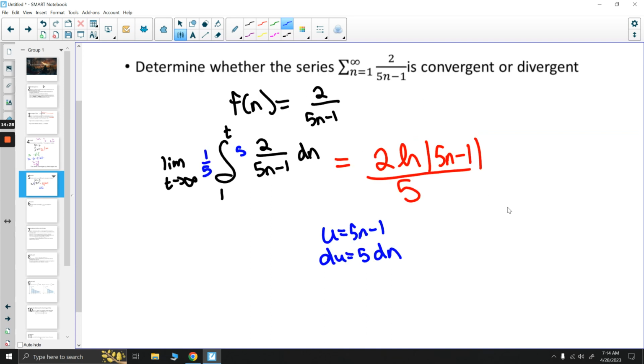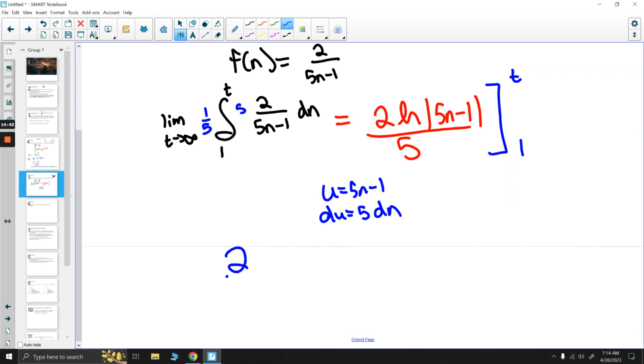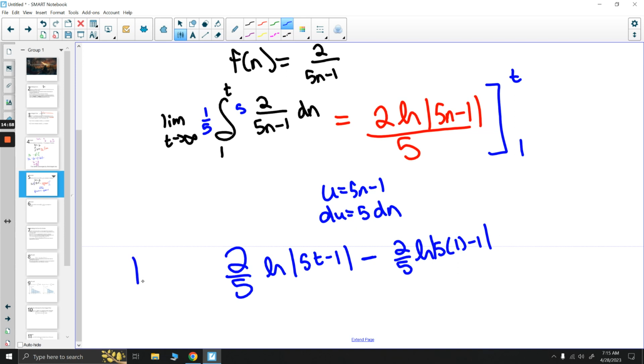So this is our function here, or our integral. We're going to take it from 1 to t with the limit as t goes to infinity. So plugging in t, we get 2/5 natural log of 5t minus 1, minus 2/5 natural log of 5 times 1 minus 1, and we're going to take the limit as t approaches infinity.